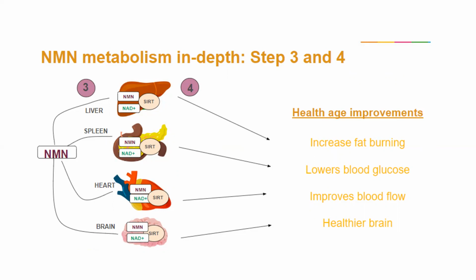And in turn, you notice that your health starts improving, with increased fat burning. Then it begins to lower your blood glucose. You understand that? Through the spleen, it begins to lower the blood glucose, improve blood flow, and then the brain becomes healthier. All right. You will see testimonies on the page as you scroll down below after watching this video.